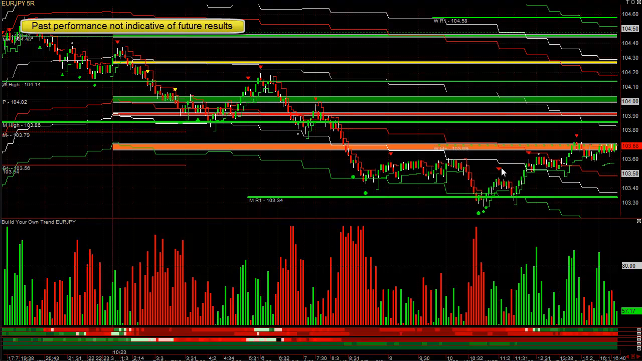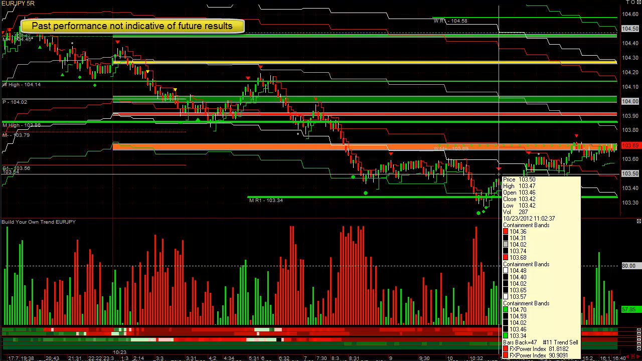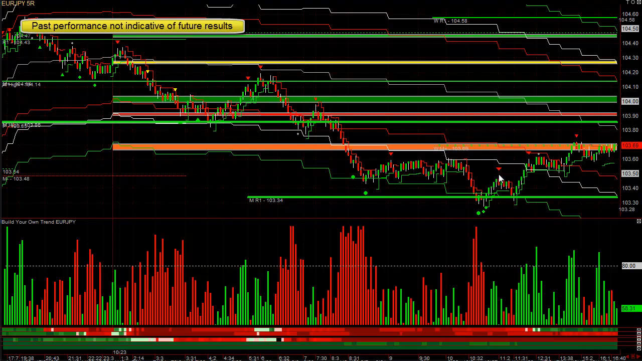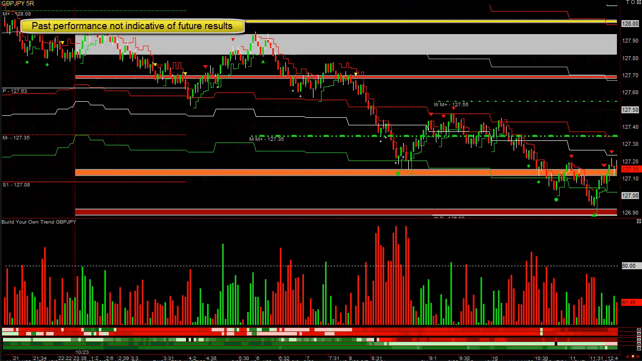If you click on the chart, you can see what the pattern is. This one's number 11, trend sell. If you find certain ones that have lower probability, you can click on it when you see it happen in real time and possibly not take one if you don't believe in it or it's a higher risk trade like this.